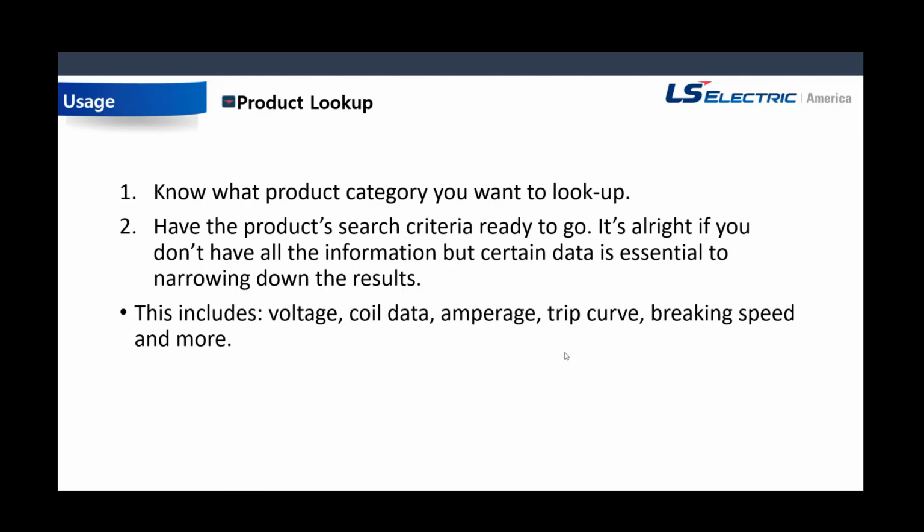So a good portion of being able to properly navigate the product finder is really knowing what product category you want and the criteria that goes with it. Things like voltage and coil data and amperage and trip curve and breaking speed. Without some of those key ingredients, you just won't get the information that you want. Like coil data, especially. I've talked to some reps and people over the phone where they're trying to find a crossover for a product, and they find that they just can't do it because they lack the coil data, or they can't narrow down their options because they don't have the right amperage. And that's really sort of fundamental in moving forward.